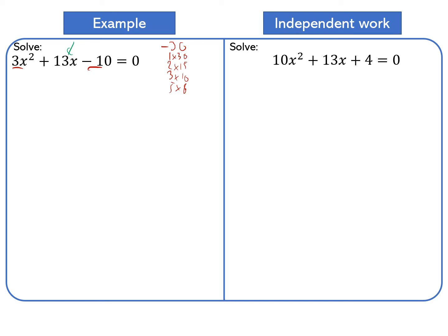Now it's not obvious whether I'm going to use the 3 and the 10 or the 2 and the 15, so let's do our check. 2 and 15, so that will be 15 minus 2 is 13. And if I just double check that, 15 times minus 2 is minus 30, and that's what we have. If I try to use the 10 and the 3, 3 plus 10 is 13, but when I multiply them together it'll give me plus 30, not minus.